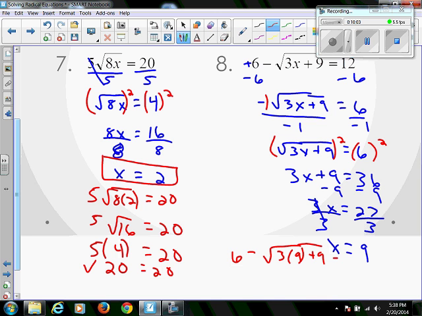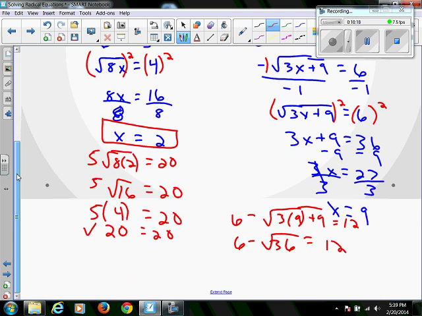3 times 9 is 27, plus 9 is 36. Square root of 36 is 6. 6 minus 6 is 0. 0 does not equal 12. So we have a false answer. So here we have no solution. See, it's important to check here. If you didn't check, you would have thought x equals 9.